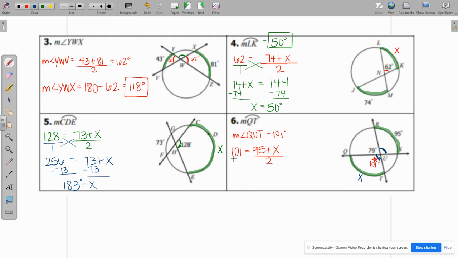Again, we solve using cross products. 101 times 2 is 202. That equals our other cross product, which is 95 plus x. Take 95 away from both sides, so 202 minus 95 is 107, which means the measure of arc QT is 107 degrees.